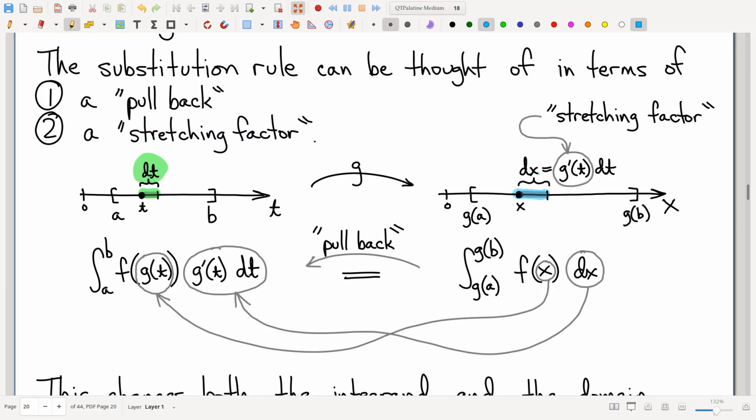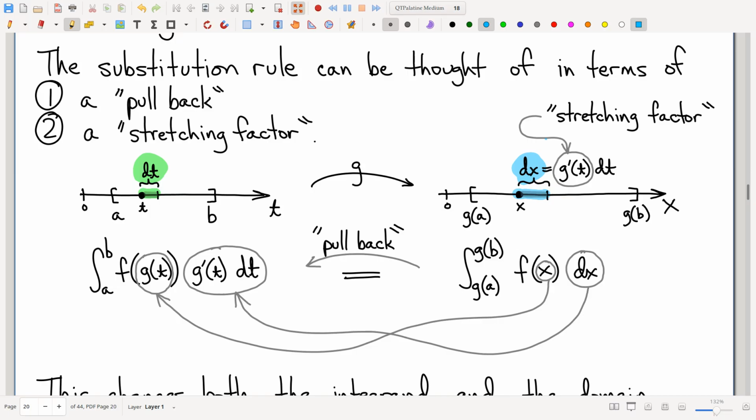This initial input interval of width dt, the outputs won't necessarily have the same width, because who knows what this g function is doing. It might be weird. It's certainly allowed to be weird. It could be anything. So this little image subinterval will be a different size from your pre-image subinterval.